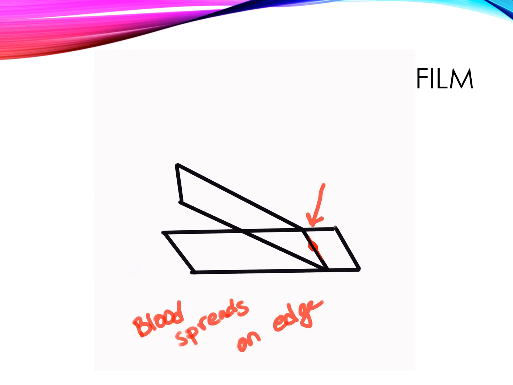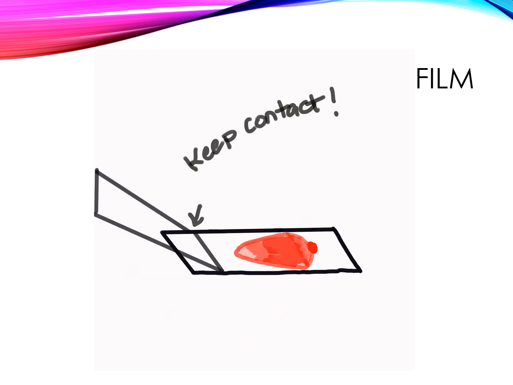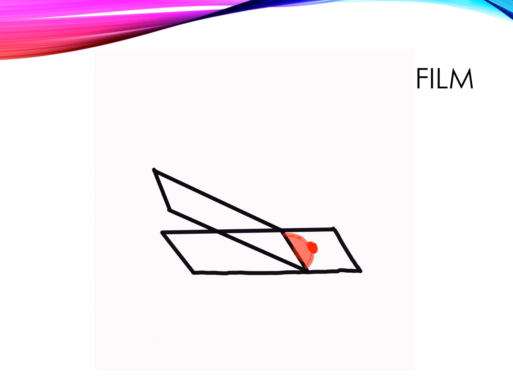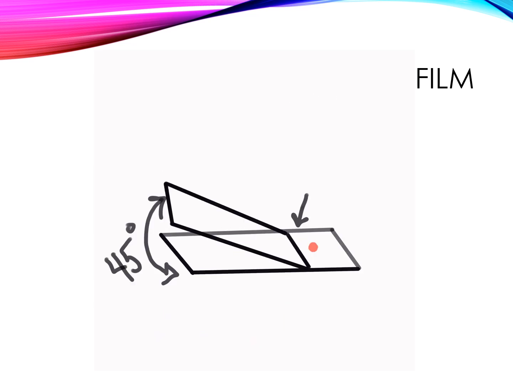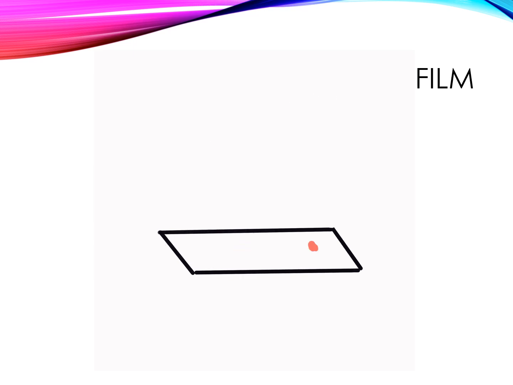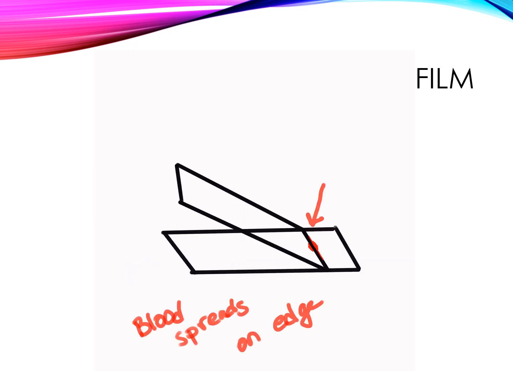Here I just have a little animation of how we make a blood smear. For example, if you're going to do a CBC or a manual platelet count, and basically that is done by putting a drop of blood on one slide, and then we use another slide as like a spreader slide, and we usually keep it about 45 degrees.